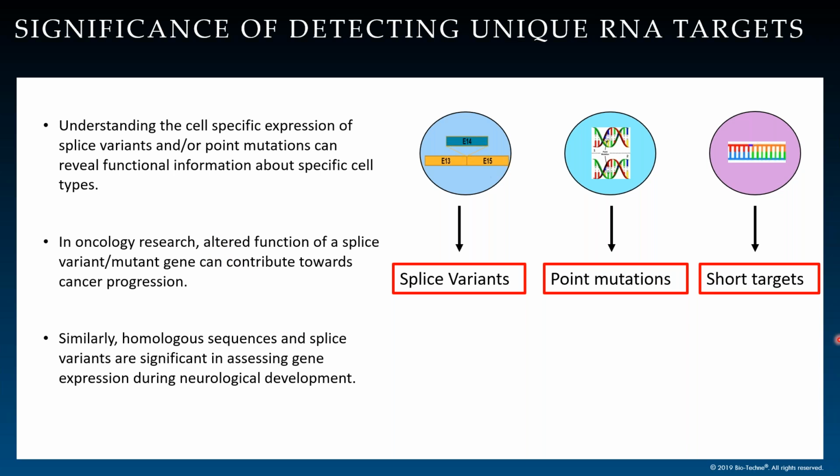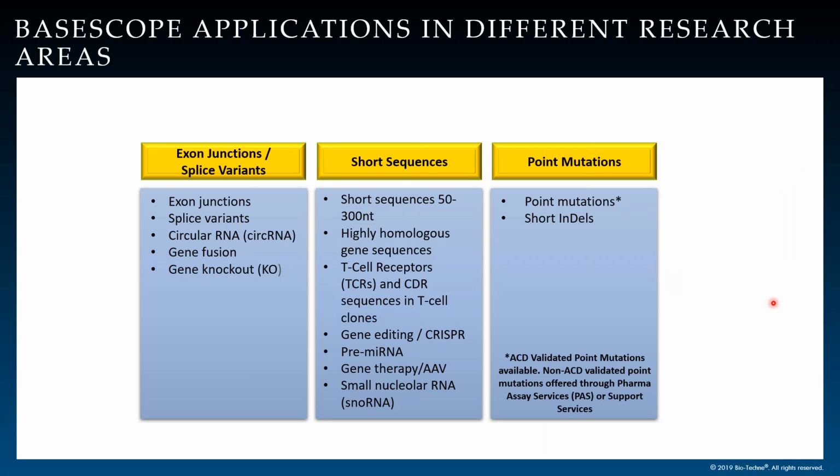And finally, short targets, for example homologous sequences or CDR3 sequences, cannot be easily distinguished using the current tools that are available. The BaseScope assay is a platform that not only allows you to study these highly homologous sequences or short targets, but gives you that spatial and morphological context where you can visualize these targets in your tissue of interest. So overall, using this technology, you can detect your target transcript of interest with high specificity and sensitivity, all the while retaining that morphological and spatial context. Overall, our BaseScope assay can be made applicable for detection of a large range of target transcripts.